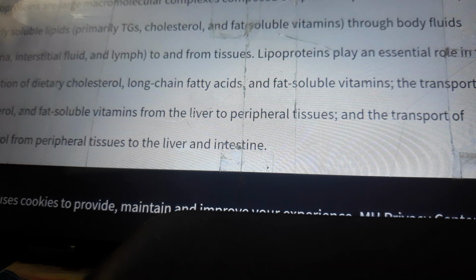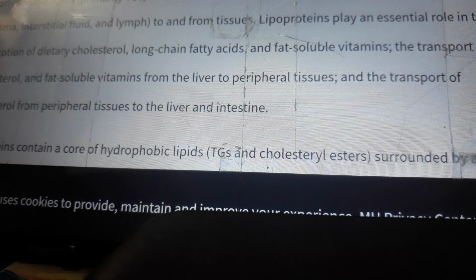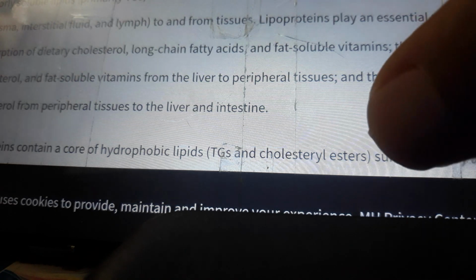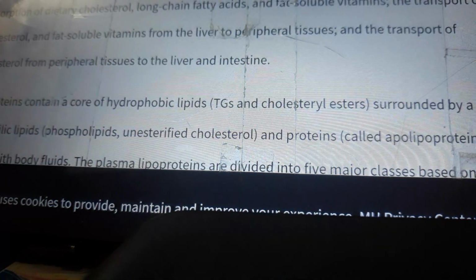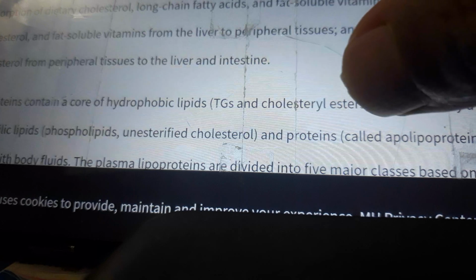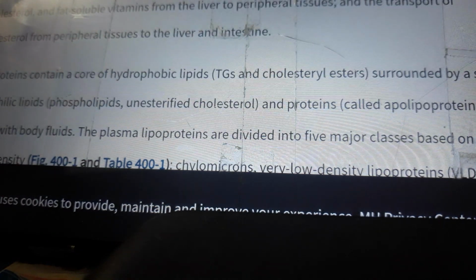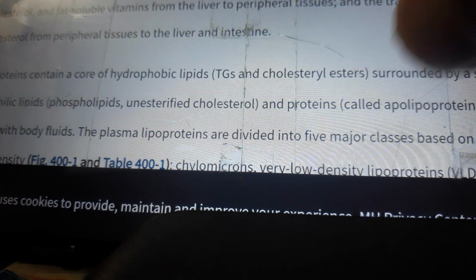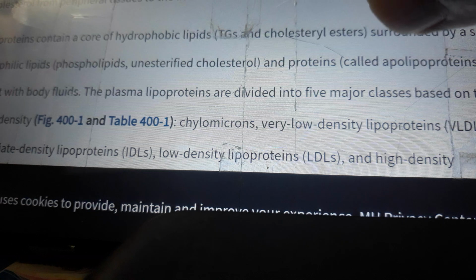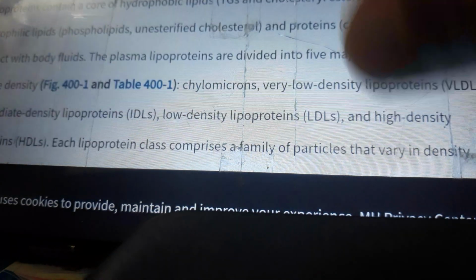Lipoproteins are large macromolecular complexes composed of lipids and proteins that transport poorly soluble lipids, primarily TGs, cholesterol, and fat-soluble vitamins through body fluids, plasma, interstitial fluid, and lymph to and from tissues. Lipoproteins play an essential role in the absorption of dietary cholesterol, long-chain fatty acids, and fat-soluble vitamins, and the transport of TGs, cholesterol, and fat-soluble vitamins from the liver to peripheral tissues, and the transport of cholesterol from peripheral tissues to the liver and intestines.